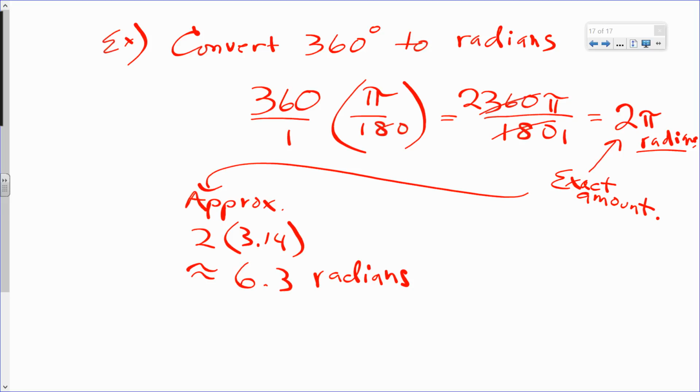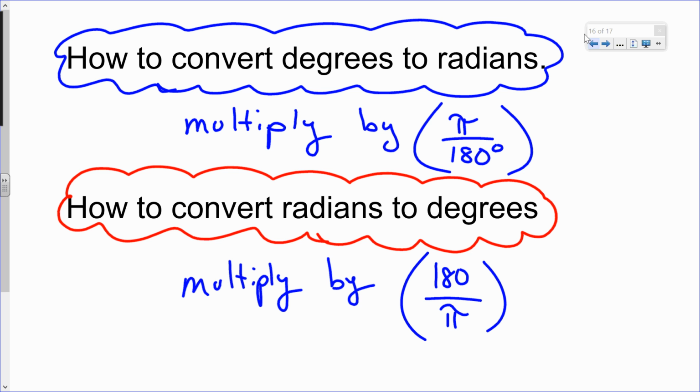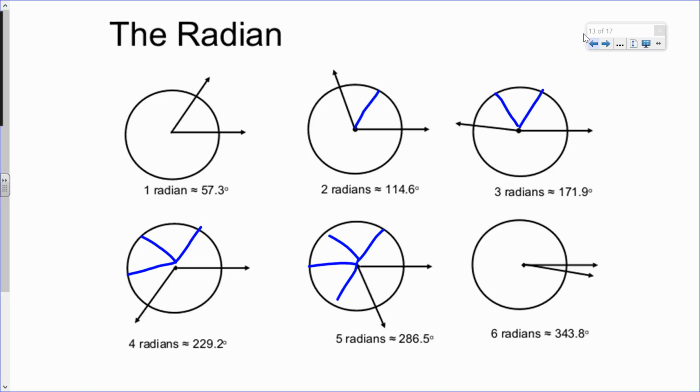Let me go back to that picture. It actually makes sense. Watch. Let me go back to this picture of the radians. 1 radian, 2 radians, 3 radians, 4 radians, 5 radians, and now look at 6 radians here. 6 radians is 343.8 degrees. A little bit more will give you 360, so it's really 6.3 radians.